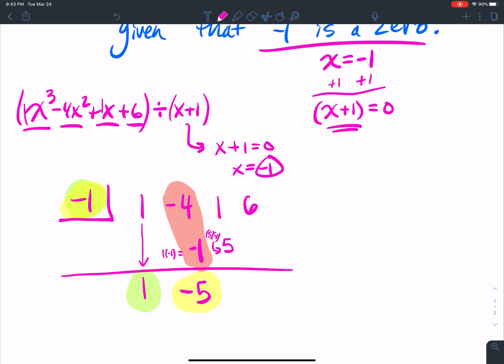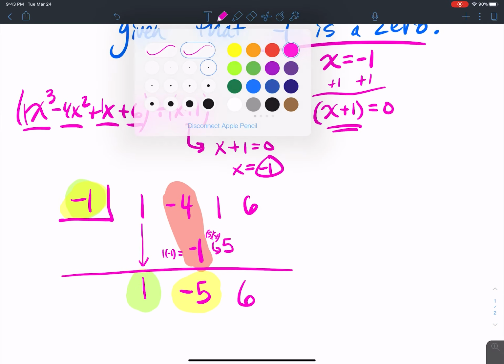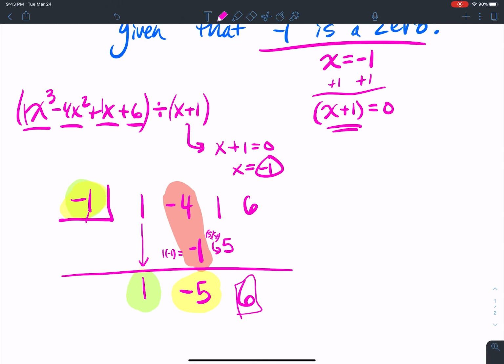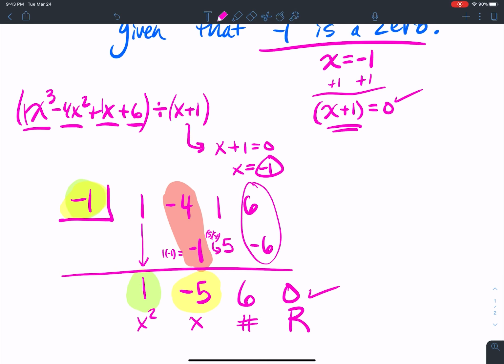And then I add 1 and 5 together. When I add 1 and 5, I get 6. And then multiply what's below the line times what's in the box, okay? Gives me negative 6. And when I finally add this, I get 0. This last number is your remainder. It's good that our remainder is 0. That's what we were saying. It was a 0, right? So we did it right. This next one is your constant. The next one's your x, and the next one's your x squared.